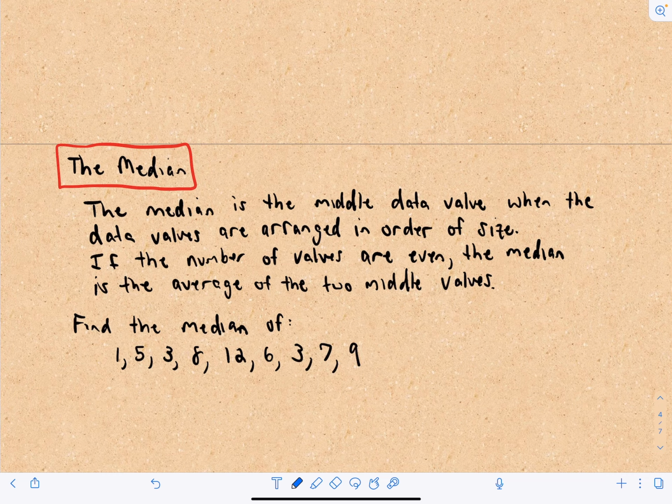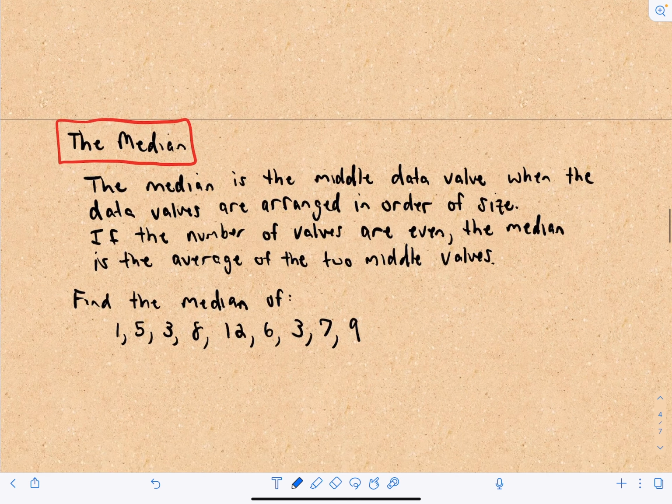So the median is the middle data value when the data values are arranged in order of size. If the number of values is even, the median is going to be the average of the two middle values. So let's look at this data set: 1, 5, 3, 8, 12, 6, 3, 7, 9. I'm going to put them in order. So I've got the number 1. I'm going to put a little dot above them to remind myself I got rid of it. I've got the number 3 next. There's that one. I've got another 3, actually. That's okay.